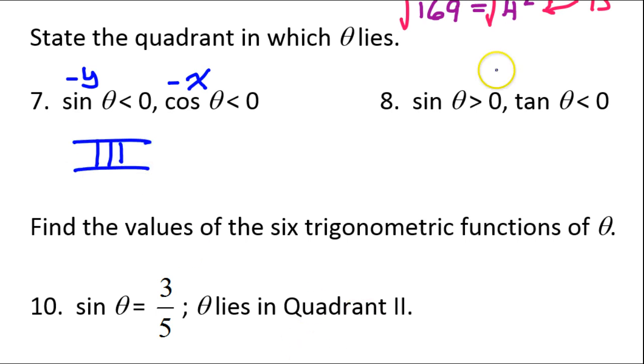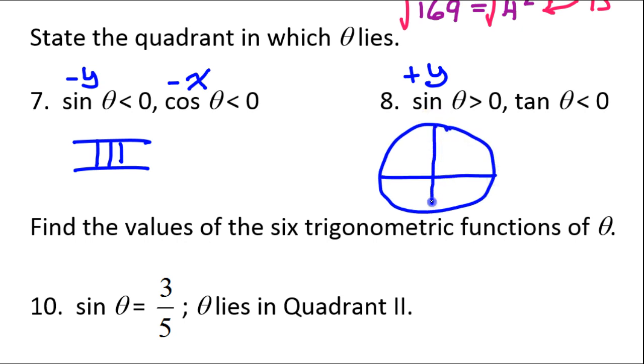Now, again, sine is the y value on the unit circle. So when the sine function is greater than 0, that means we're talking about a positive y value. Now, looking back at our little diagram of a unit circle, positive y values are here above the x-axis, as we have discussed. So that means we're talking about either the first or second quadrant.